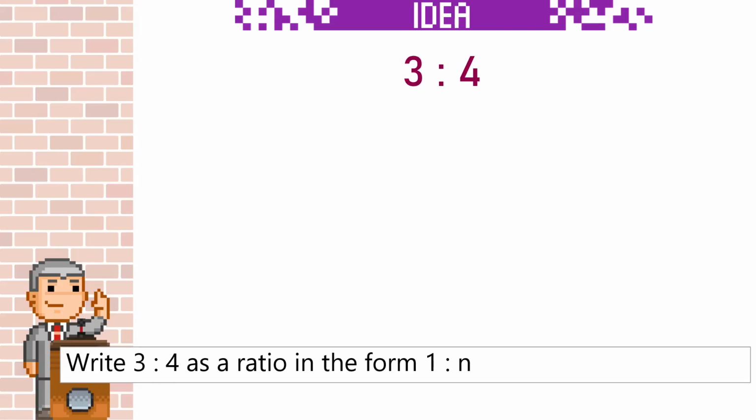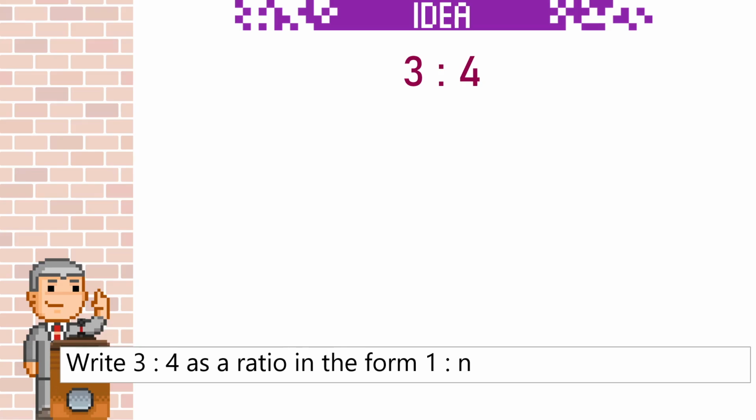Sometimes it can be useful to have one of the sides of the ratio being 1. We call these unit ratios, and they're really good for scales such as map scales and for currency conversion. In this question, we're asked to write 3 to 4 as a ratio in the form of 1 to n.